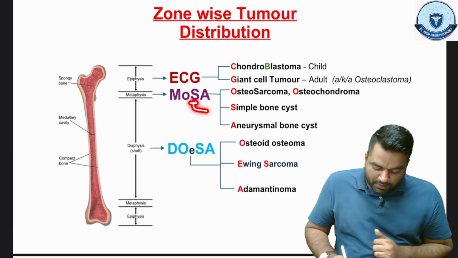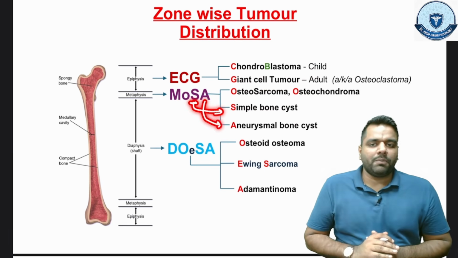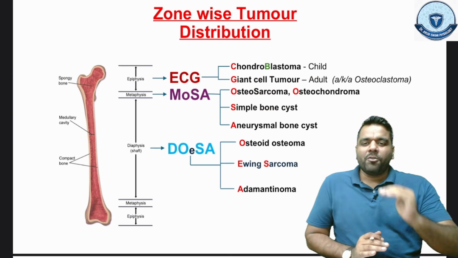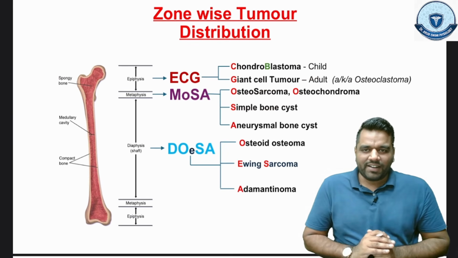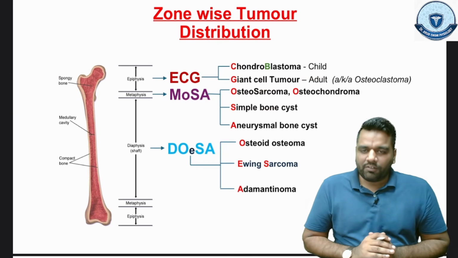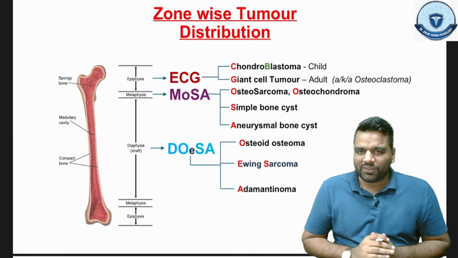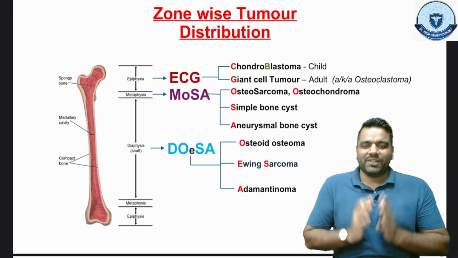S is simple bone cyst and A is aneurysmal bone cyst, right? So the mnemonic for epiphysis is ECG, for metaphysis MOSA, and now the diaphysis. The mnemonic for diaphysis is DOESA, right? So ECG, MOSA and DOESA, right?